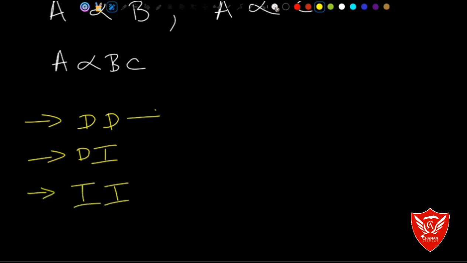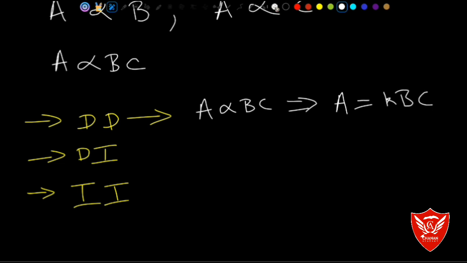Alright, so let's try to explain what I mean by that. For direct, it means that a variable varies directly as 2 other variables, like the example I gave. If a varies directly as b and c, we can say a varies directly as b and c, which can then be expressed, when we introduce the constant of proportionality k, as a equals kbc. Now this is direct.